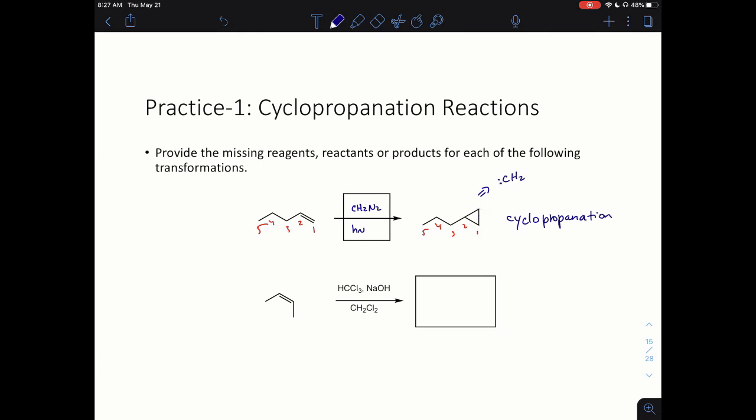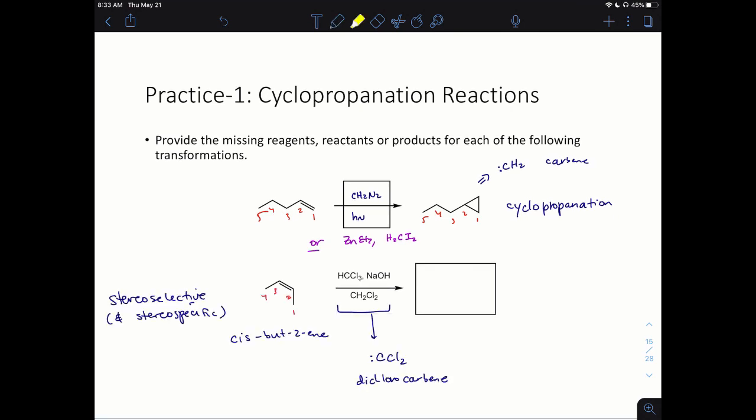We can generate carbene by reacting with diazomethane in the presence of light, or we could use the Simmons-Smith reagent. That is generated in situ. So you add diethyl zinc and diiodomethane, and that will also generate the cyclopropane ring product.